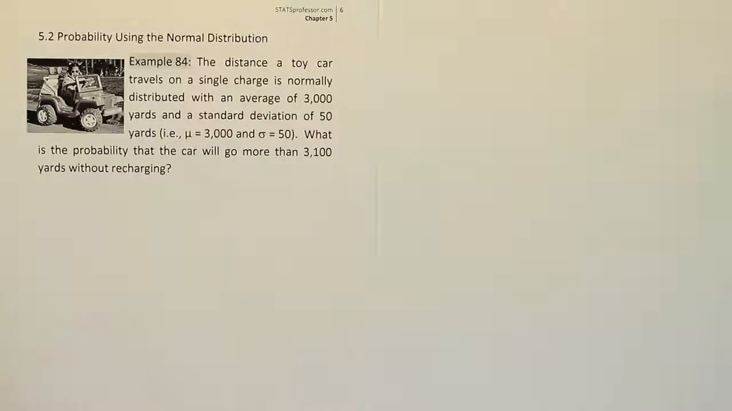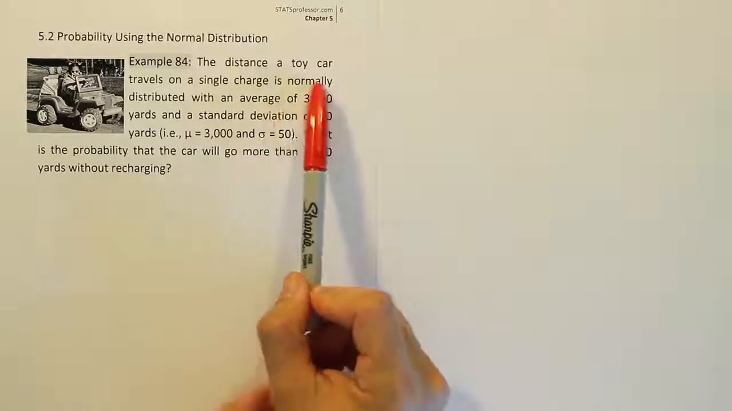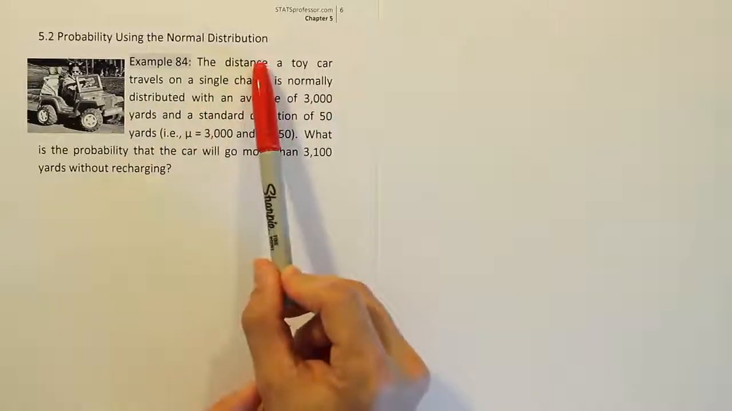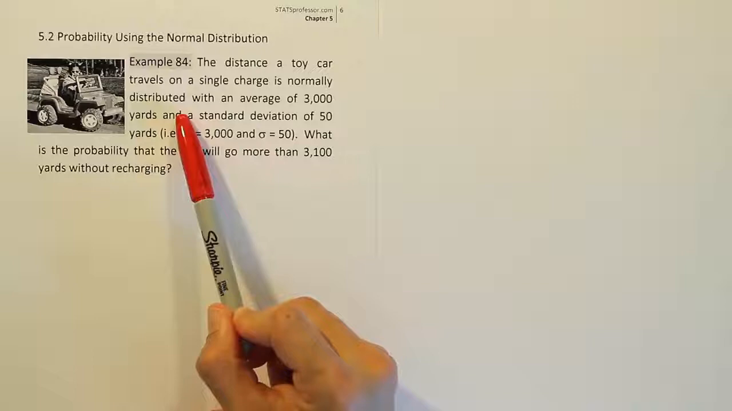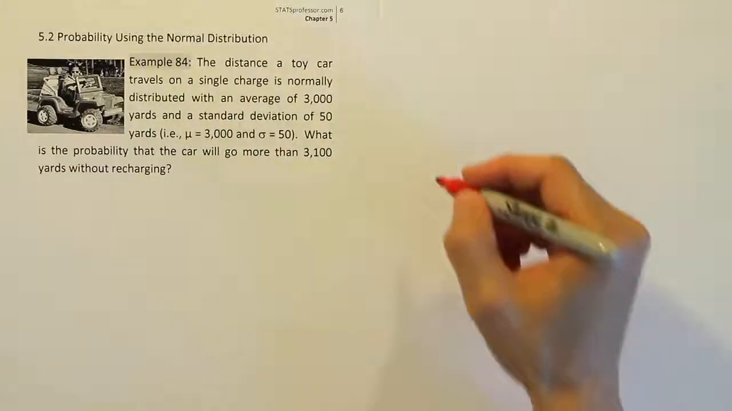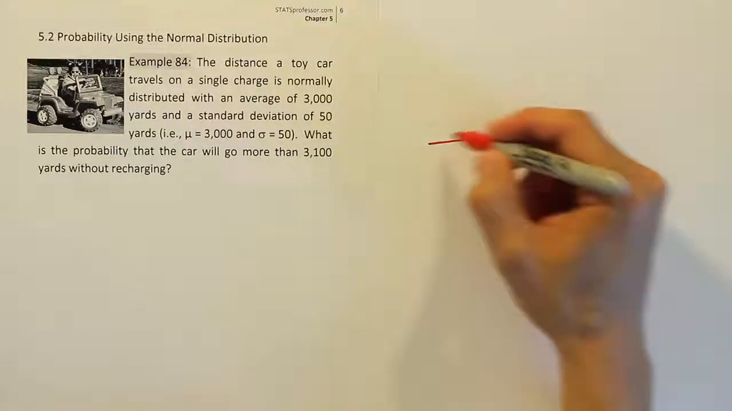All right, so when I read the problem, the first thing I need to do is see this phrase, normally distributed. So it's saying the distance the car will travel is normally distributed. That implies the bell curve, so I should draw a bell curve to solve this problem. That's going to be my very first step. I draw a bell curve.